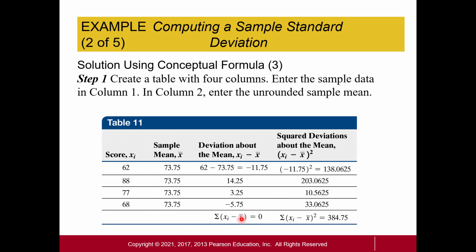We check that you get 0 here when you add them up. And then we also need the squared deviations about the mean. So just take the numbers from our third column and square them, and then add those up.